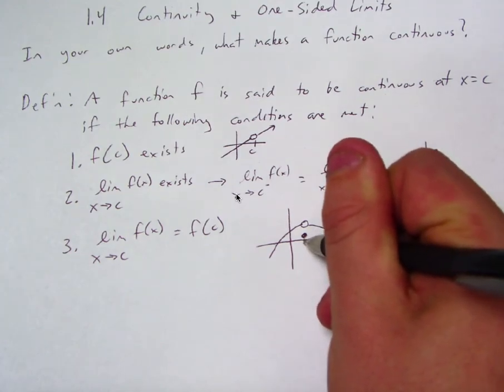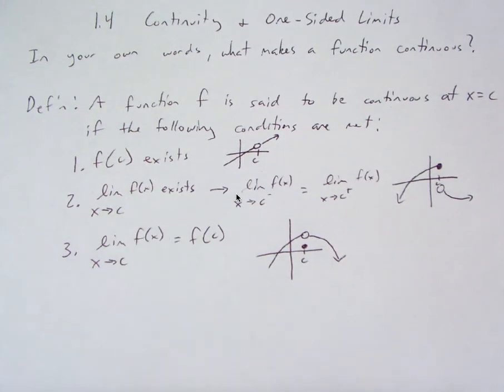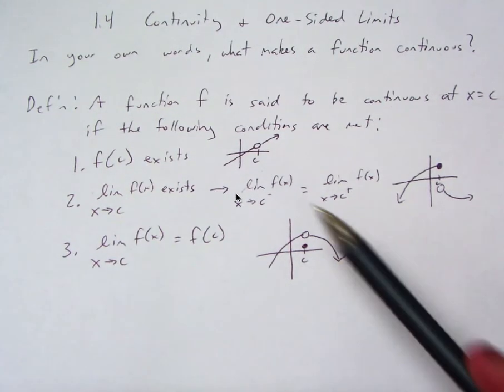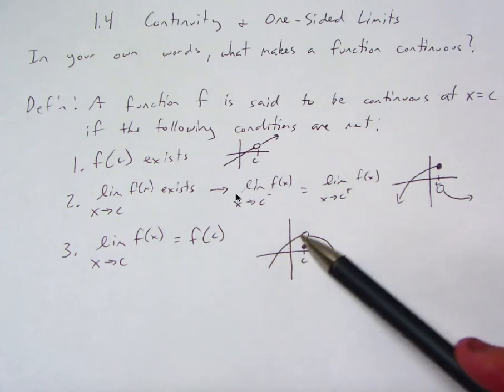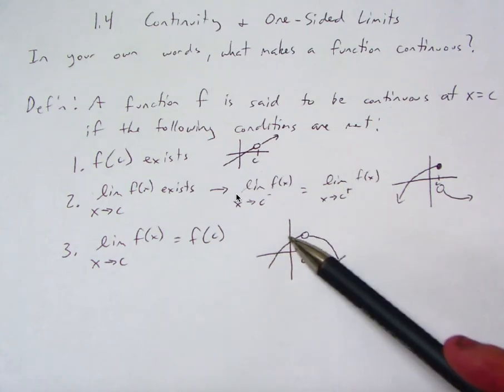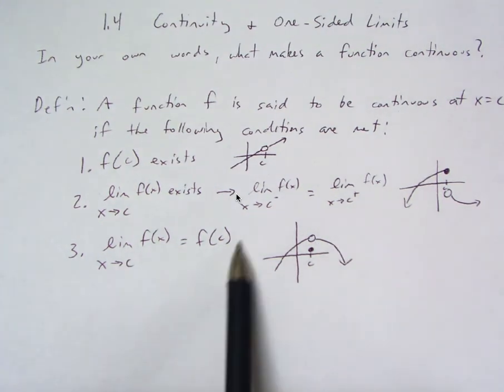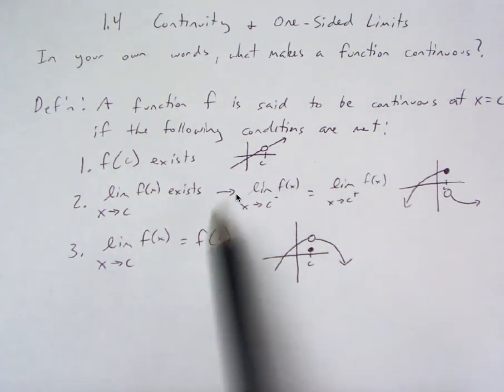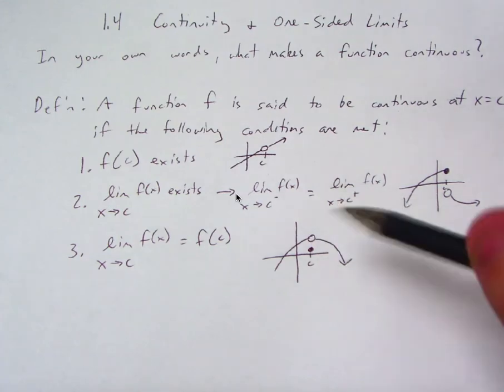Here's a case that meets condition 1 and 2. The function exists at c. It's this closed circle. The limit exists as x approaches c. It's whatever this y value is right here. So 1 and 2 are met. But what this third condition does, it takes where the function exists and puts it where that hole is.